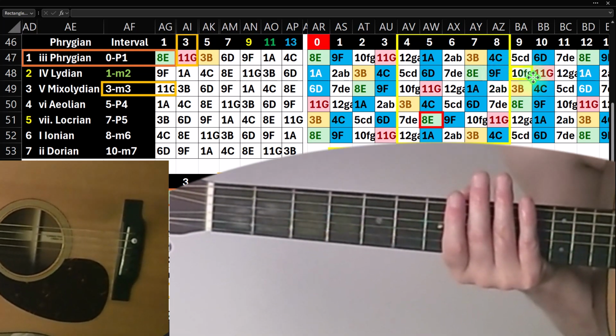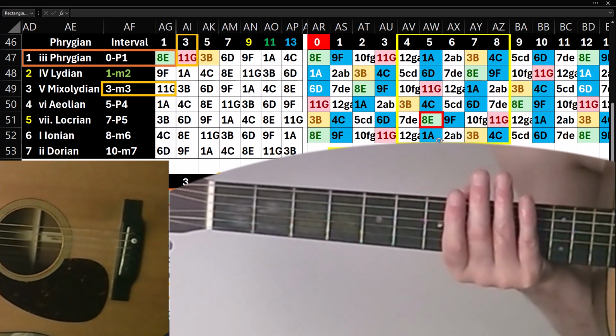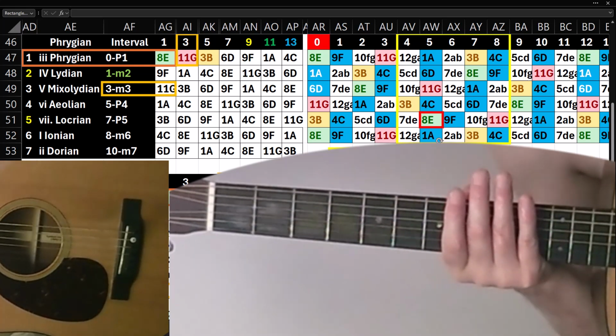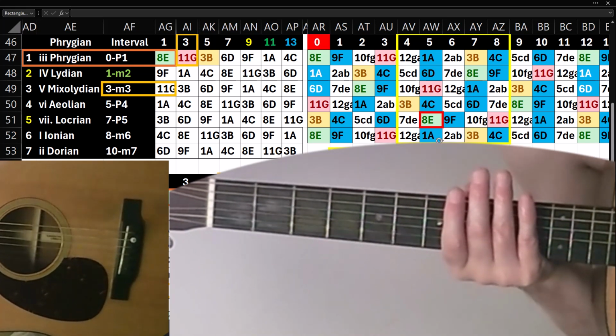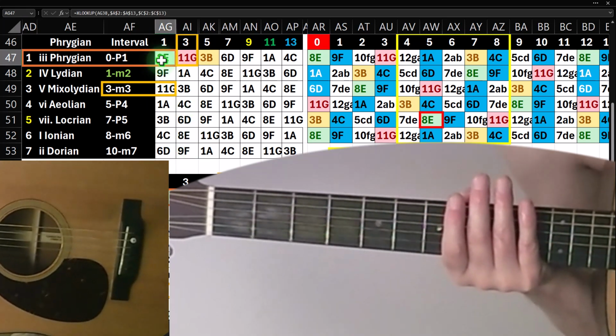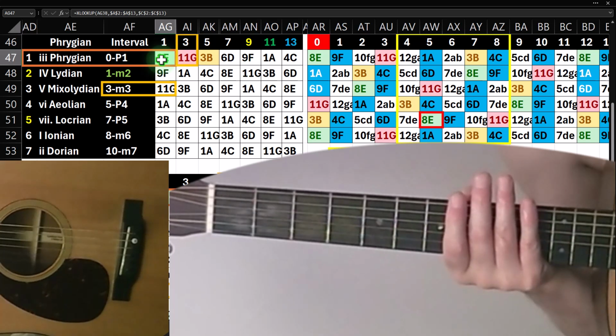So that's one way that you can basically start to build or see how the shapes are related as you go from a Phrygian shape to the minor shape, right? An E Phrygian to an E minor shape, right? Anyway, so that's going to be the idea.